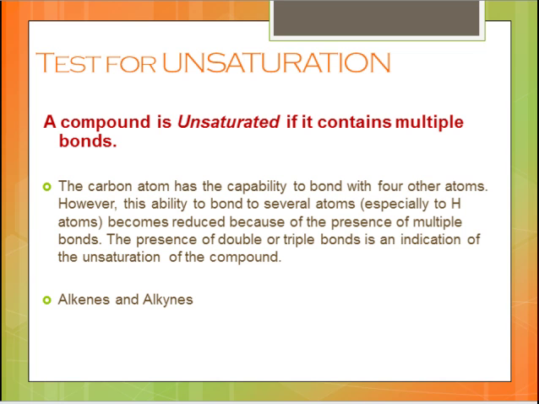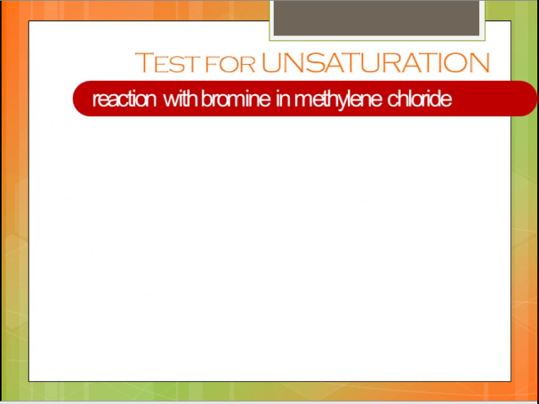Here we simply say that unsaturation is the reduced capability of a carbon atom to bond with more atoms due to the presence of multiple bonds such as those found in alkenes and alkynes. This here is the mechanism for the alkenes and the alkynes.